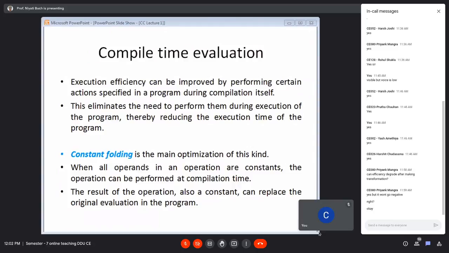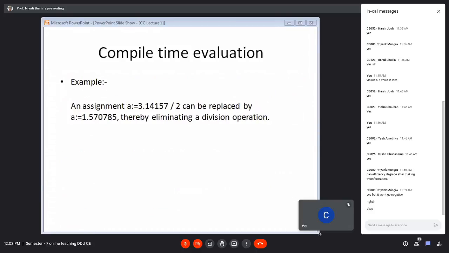If it is not a constant but a value coming from a variable, then it is going to be available only at execution time. But if it is a constant, then it can be replaced at the time of compilation. So let's see a very simple example to understand what constant folding is. Suppose there is an assignment like this.